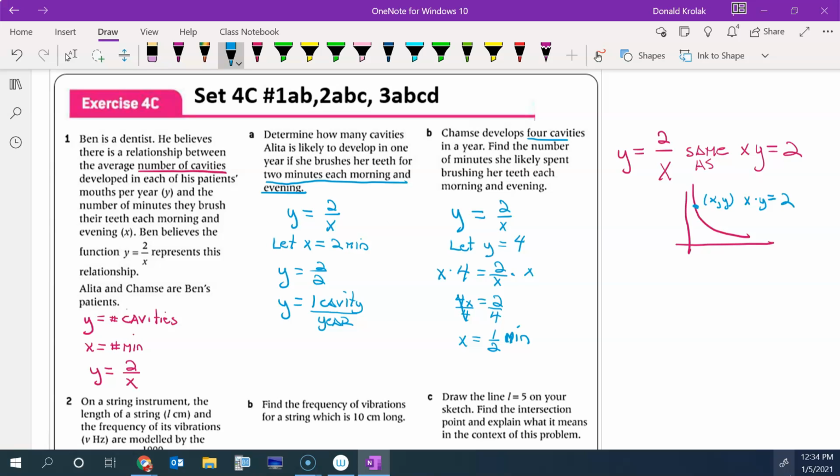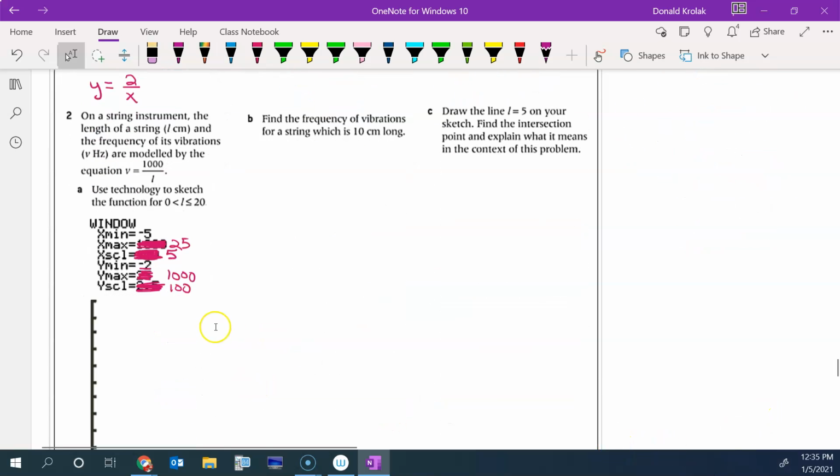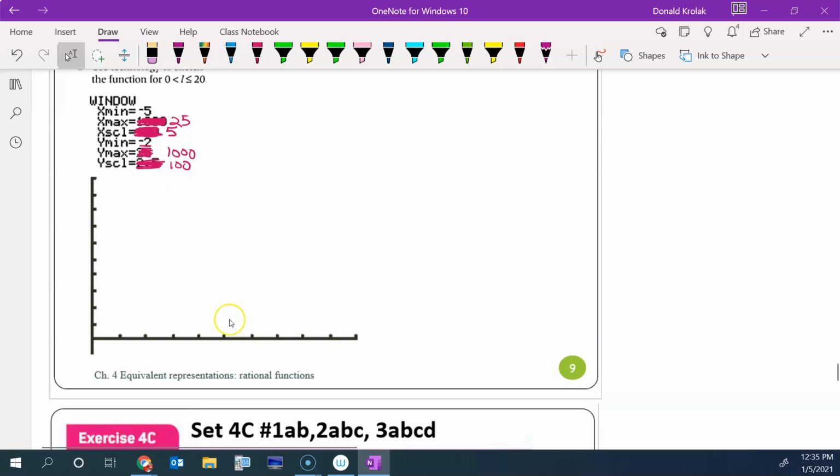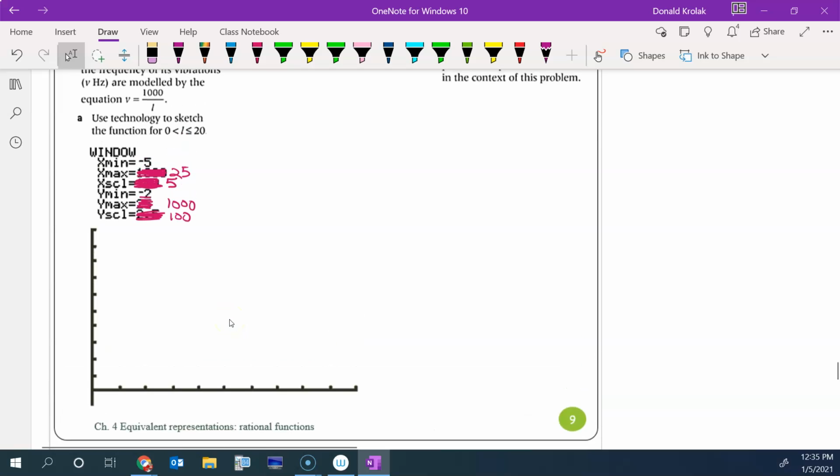Pretty simple, straightforward. All right, now the stuff that we're doing next is we're going to be using a graph and algebra to solve questions. All right, so the next one here. Okay, you have a stringed instrument like a violin. Okay, the length of the string is represented by L. So L is the length of a string, length.